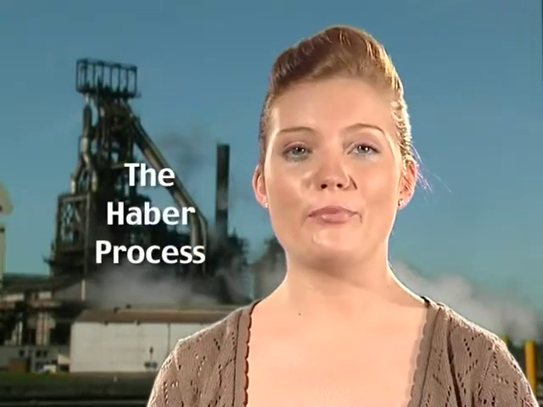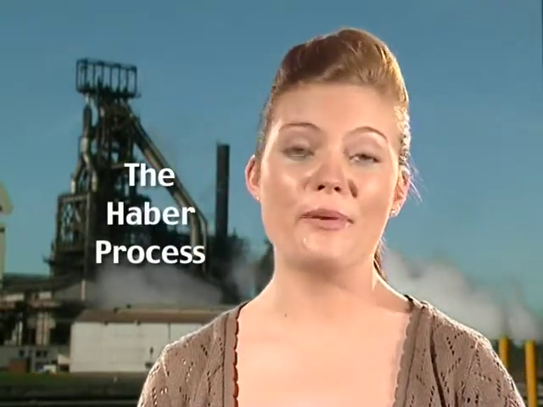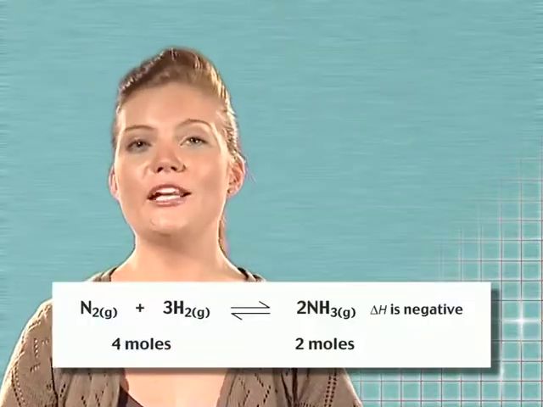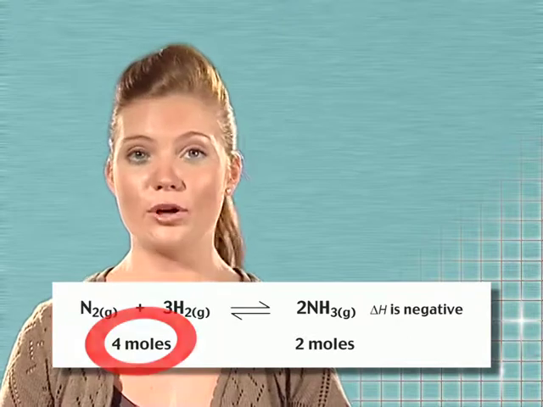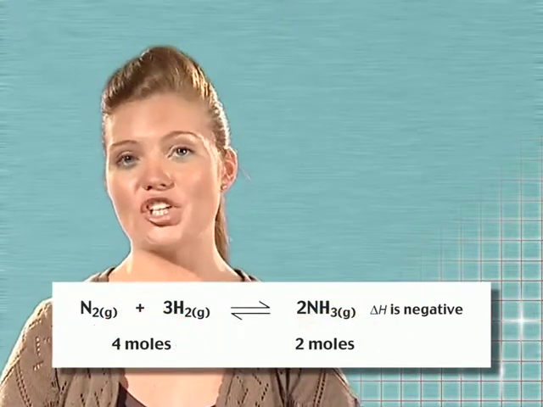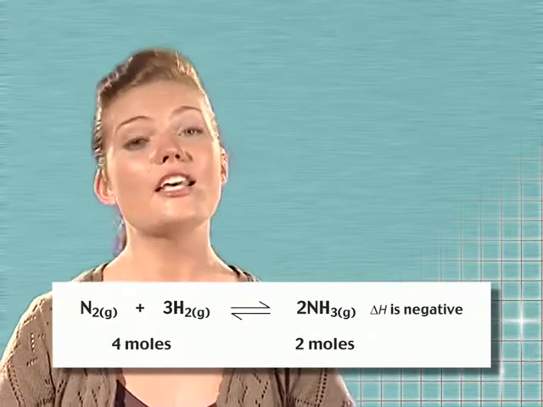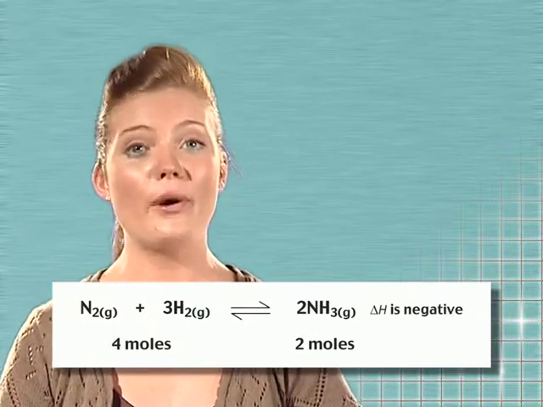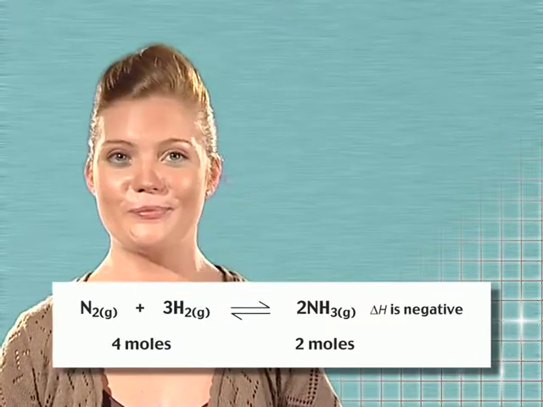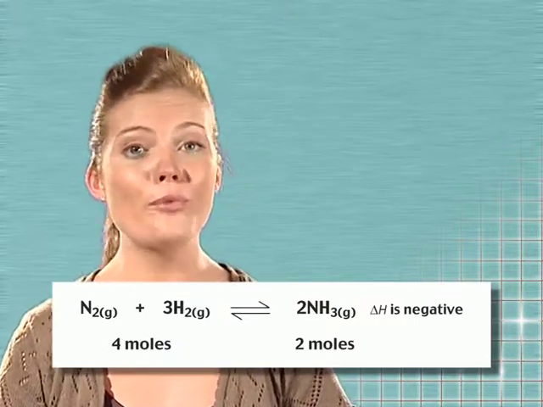Let's consider the Haber process, the manufacture of ammonia from its elements nitrogen and hydrogen. In this equilibrium, there are 4 moles of reactant molecules and 2 moles of product molecules. Increasing the pressure shifts the equilibrium to the right, so that the system lowers its own pressure by reducing the number of molecules present. It counteracts the change. This change produces more ammonia.